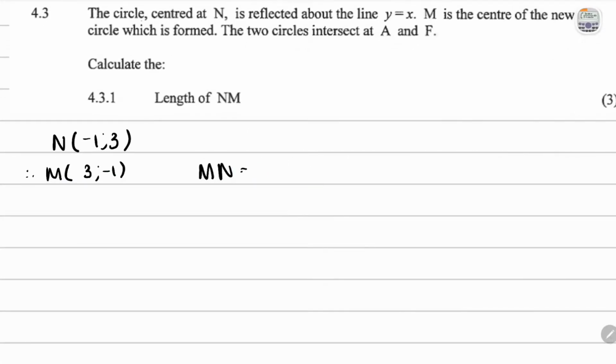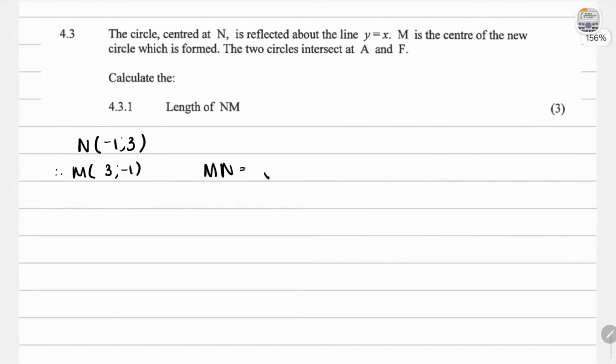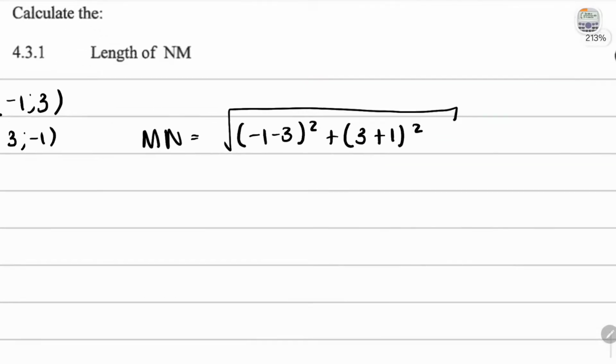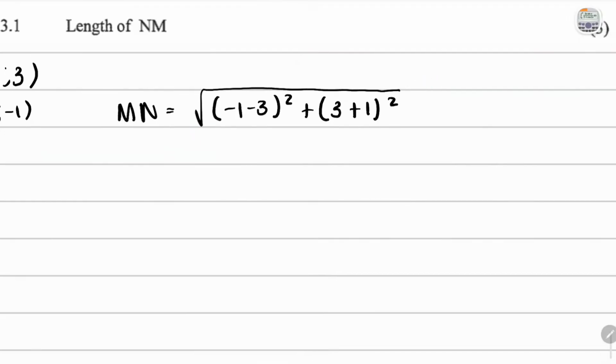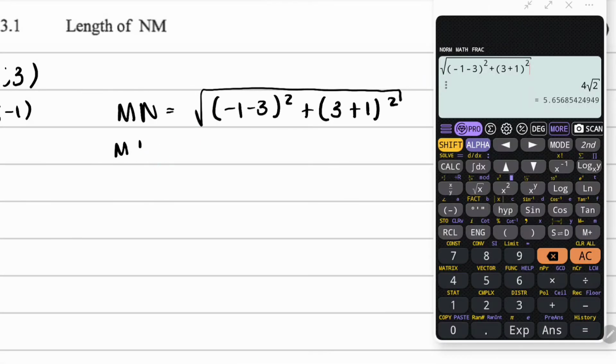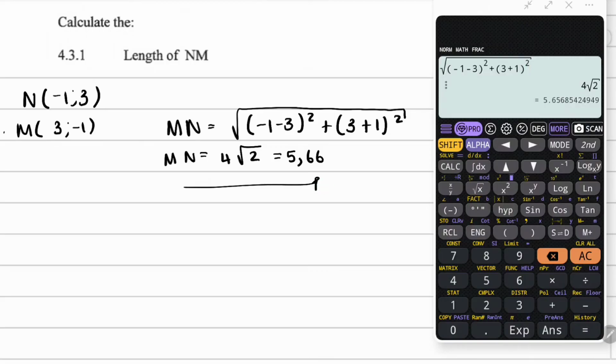So MN, we don't really need the formula. We already wrote it down at some point. So square root of x2 minus x1, we'll say -1 minus 3 all squared, plus y2 minus y1, and that is 3 minus -1, which becomes a +1 all squared. And let's just find the distance of MN. So MN is equal to 4 square root 2. Okay, you can round this off to 2 decimal places, which is going to be 5.66. It's going to round up to 6, so 5.66 units, and that is the length of MN.